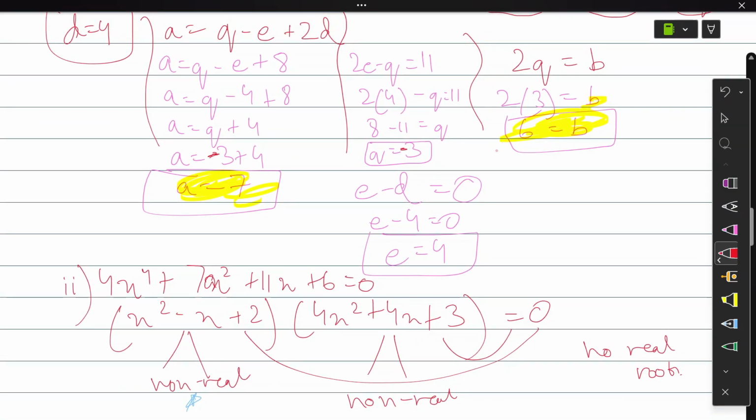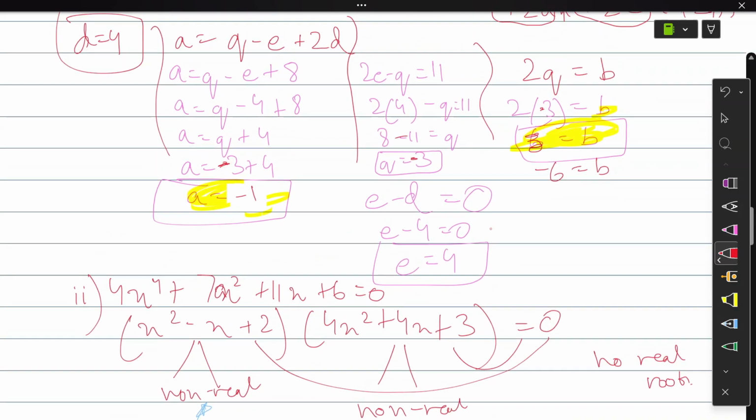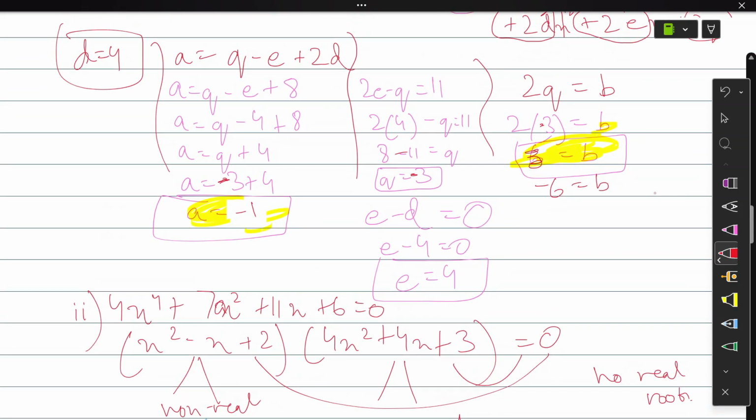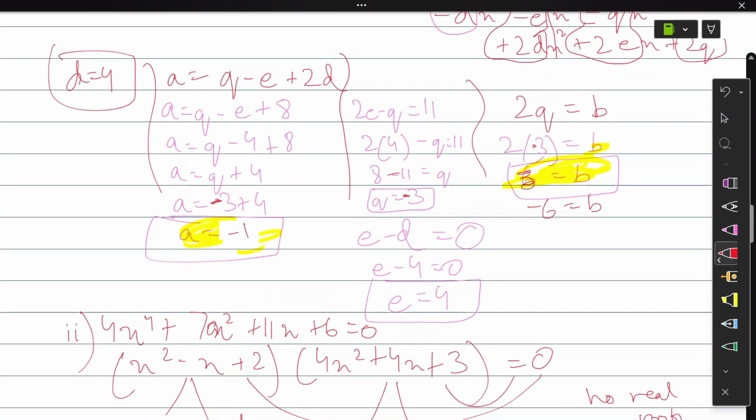Okay, no, I found a mistake. Q equals minus 3. 8 minus 11 is minus 3. So minus 3, that's going to change everything. So A is now equal to minus 1 and B will be equal to what? Minus 3, so minus 6. B equals minus 6. See, there's a sign mistake, it messed us up big time. Anyways, so A equals minus 1 and B equals minus 6.